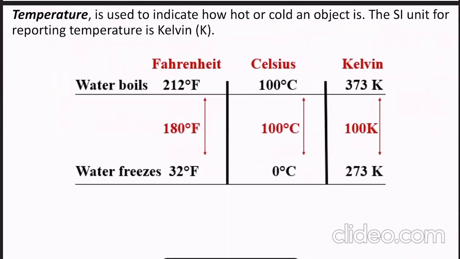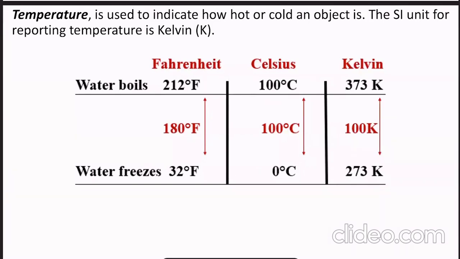Here we have some temperature scales. So Fahrenheit's the English system. Then we have Celsius and Kelvin, our metric and SI units here. So the Fahrenheit is kind of odd here. There's a 180-degree difference between when water boils and freezes, right? Water freezes at 32 and it boils at 212. And it's unlike Celsius and Kelvin. There's a 100-degree Celsius difference, 100 Kelvin difference between when water boils and freezes.